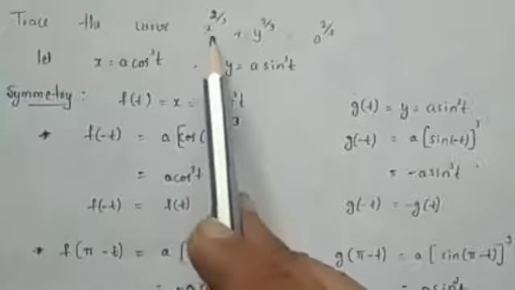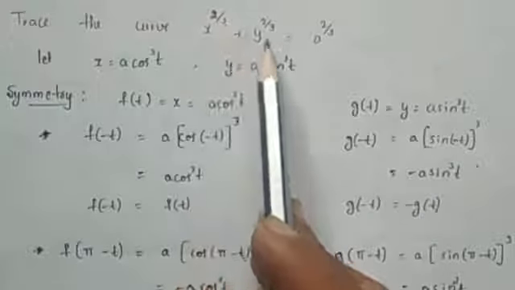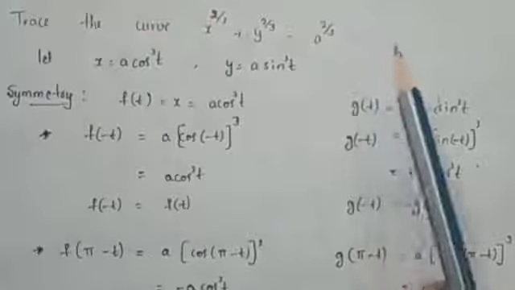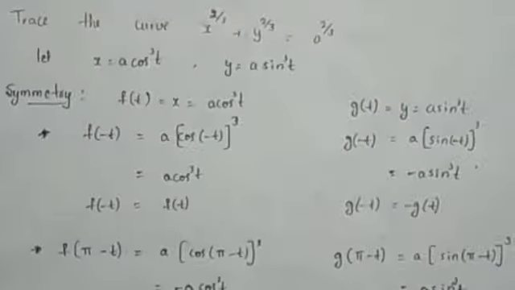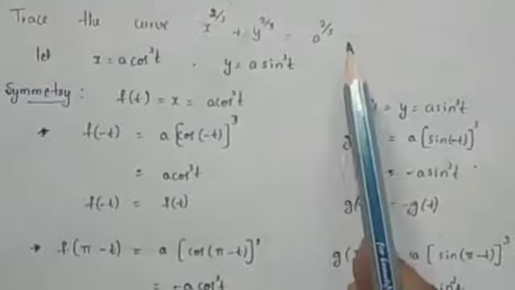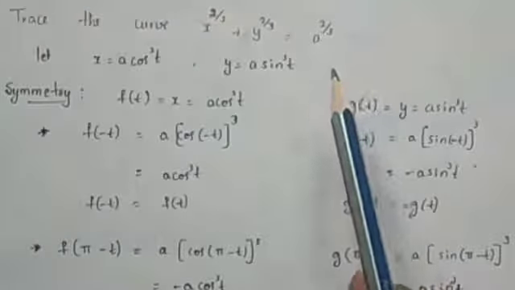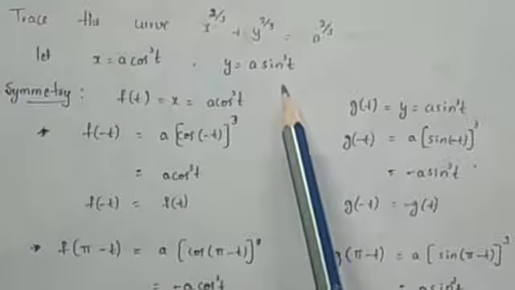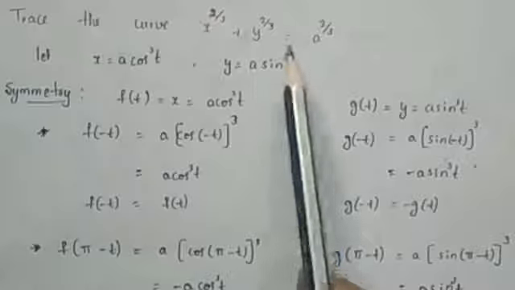Trace the curve x^(2/3) + y^(2/3) = a^(2/3). This is the Cartesian equation of the curve. Tracing by the procedure for Cartesian equations is difficult because the powers of x and y are fractions. So the Cartesian equation of the curve can be converted to parametric form, and we can easily trace the curve for this equation.